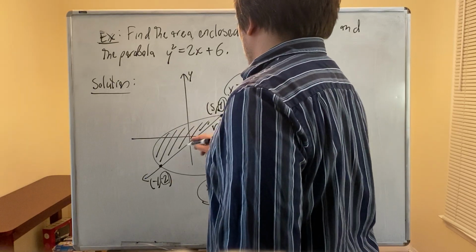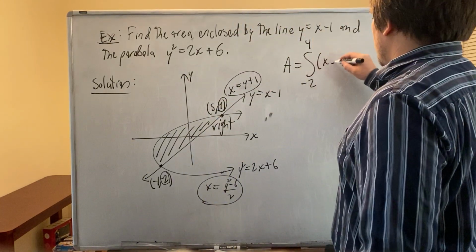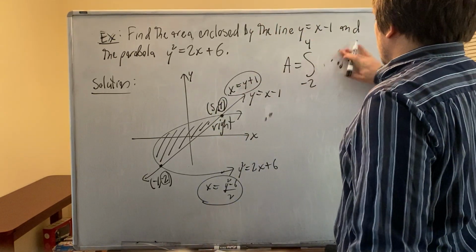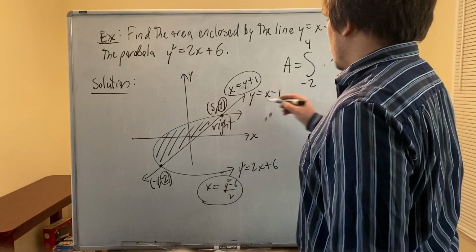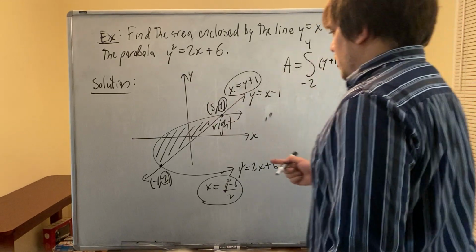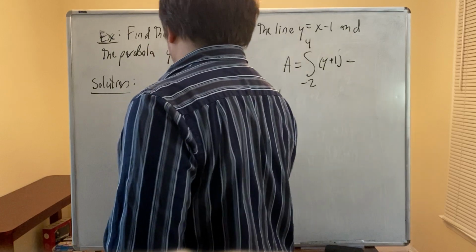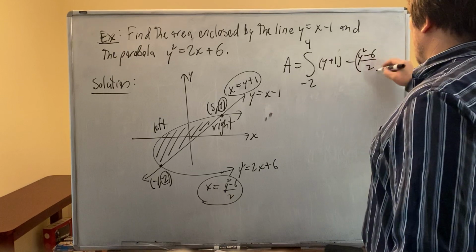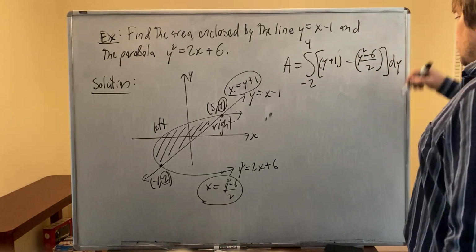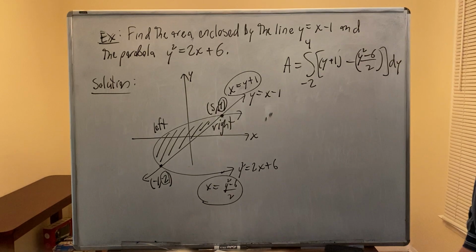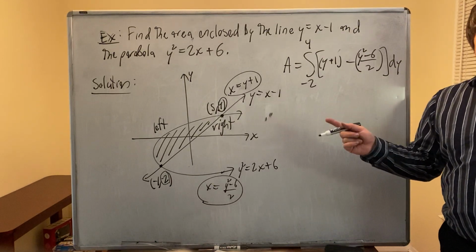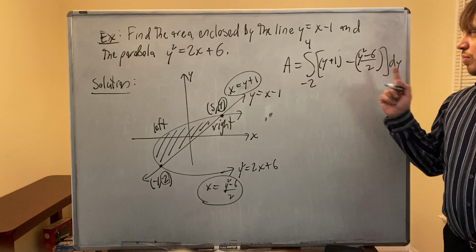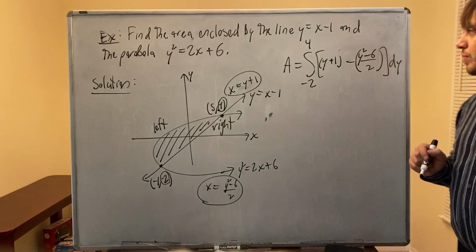which is, oh sorry, this is with respect to y. So the right function is y plus 1 minus the left function, which is y squared minus 6 over 2, dy. Okay? And this is from our previous formula: the integral from c to d of f of y minus g of y. That's f of y, the right function, minus g of y, the left function.